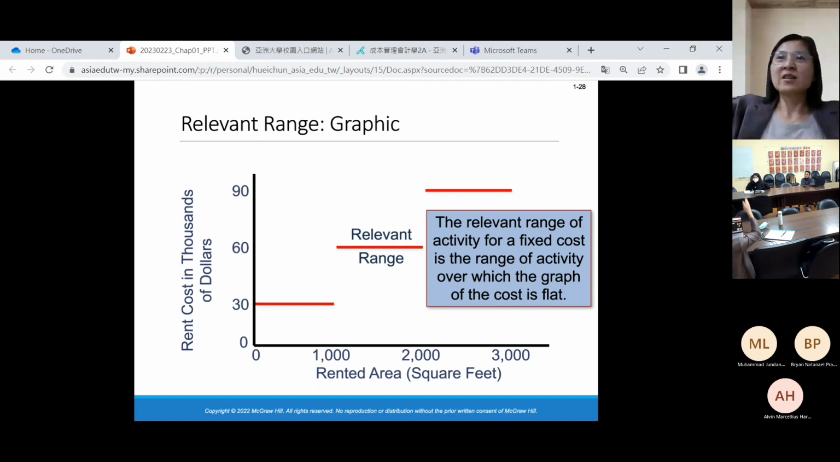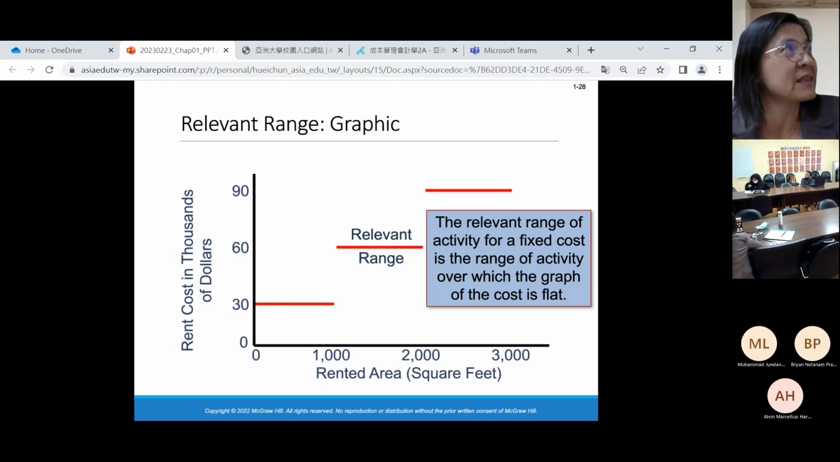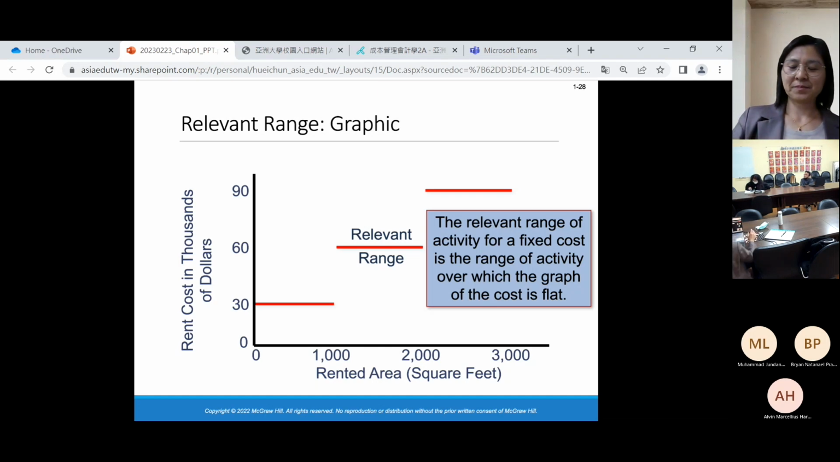So this flat line is called the relevant range. The fixed cost is only relevant within the range, so we call it the relevant range. What does that say? The relevant range of activity for fixed cost is the range of activity over which the graph of the cost is flat. So the keyword is flat.